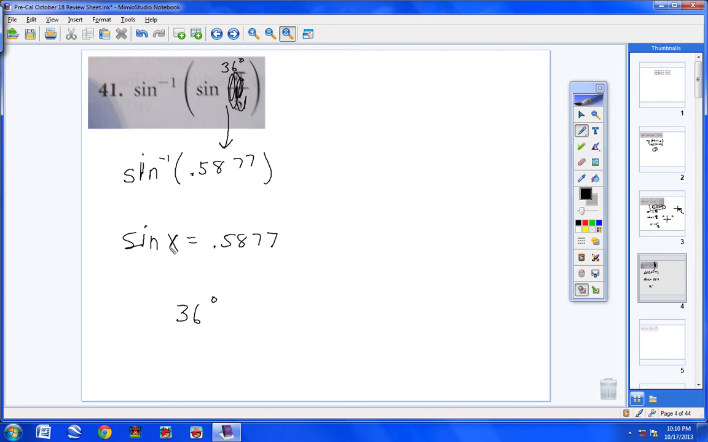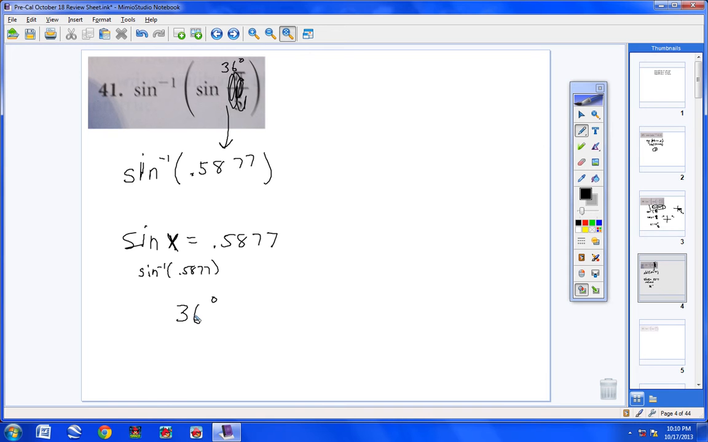Notice right here we're looking for an angle. So whenever you're looking for an angle, you hit second sine. So when you hit second sine, up pops sine -1 parentheses, and then type in 0.5877, hit enter, and it'll be 36 point something, but you're going to get 36 degrees. All right.